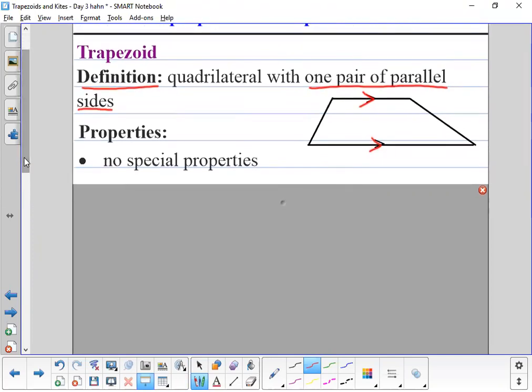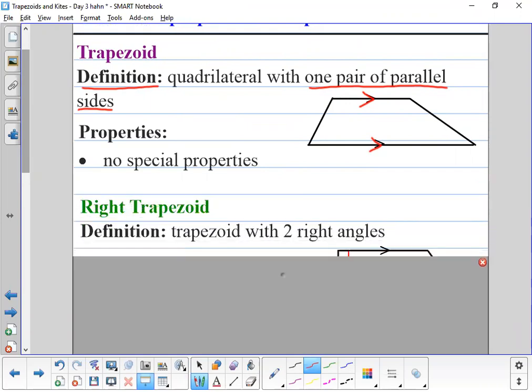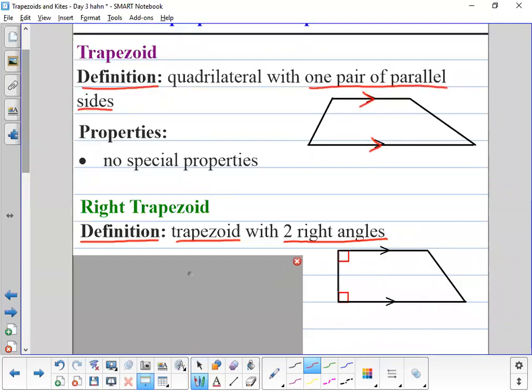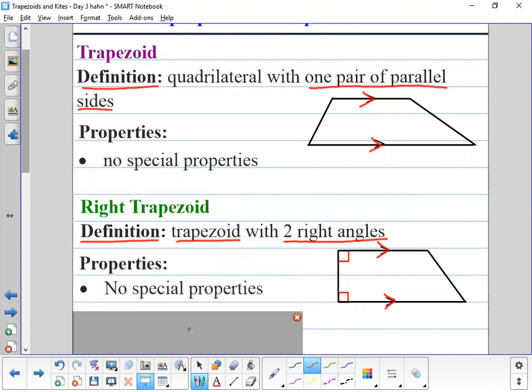The next type of trapezoid that you're going to see is what we call a right trapezoid. The definition of a right trapezoid is that it is a trapezoid, so that means it's got one pair of parallel sides, and it has two right angles. So this is what my right trapezoid would look like. One pair of parallel sides and two right angles. And just like the generic trapezoid, there are no special properties for this trapezoid.